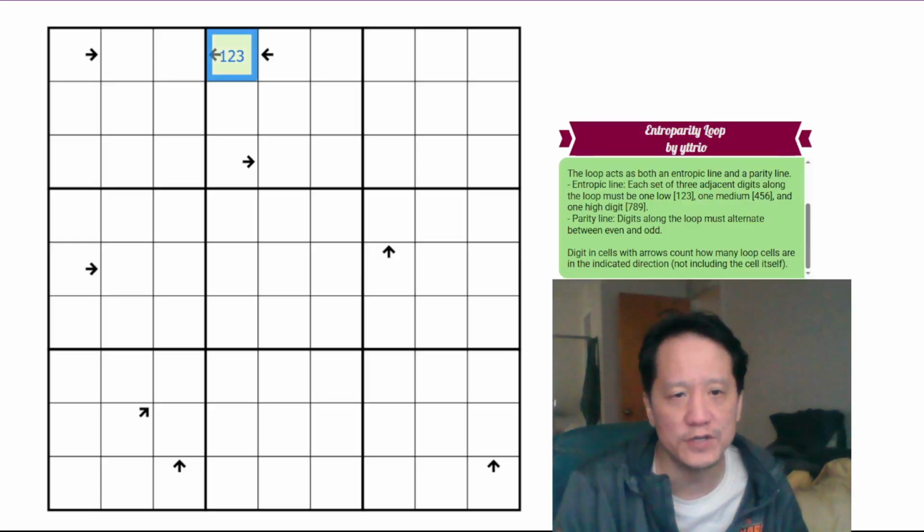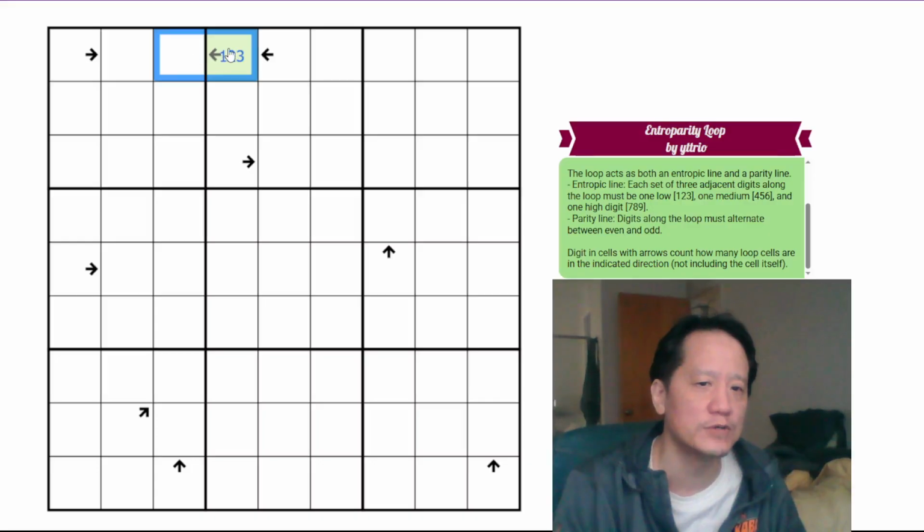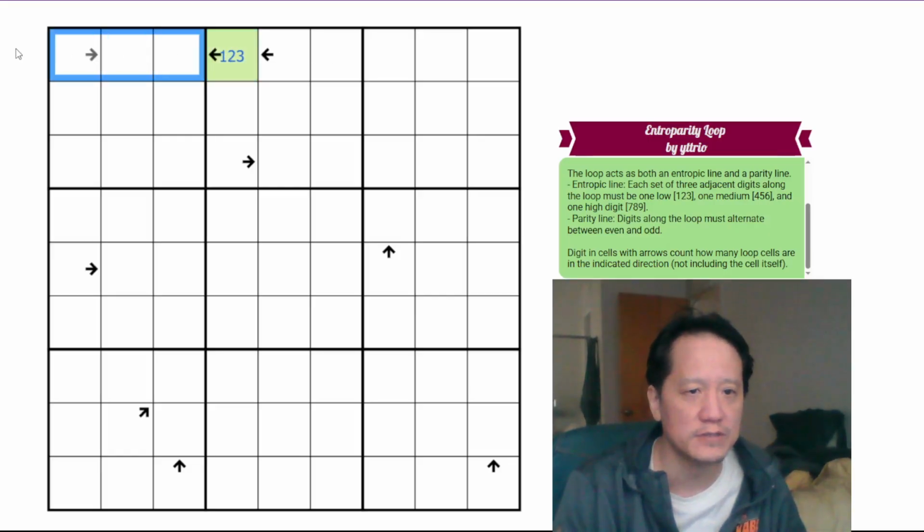So first of all, this must be on the loop because this must see more cells on the loop than this does. It can't see less, and it can't see the same because it'll see these three, which this one also sees, but it also sees that cell. And so this must be on the loop.